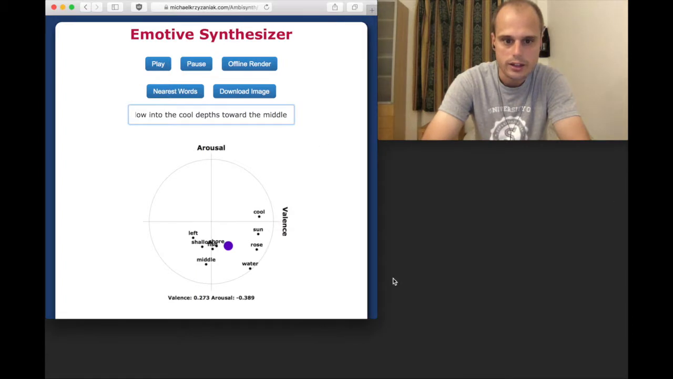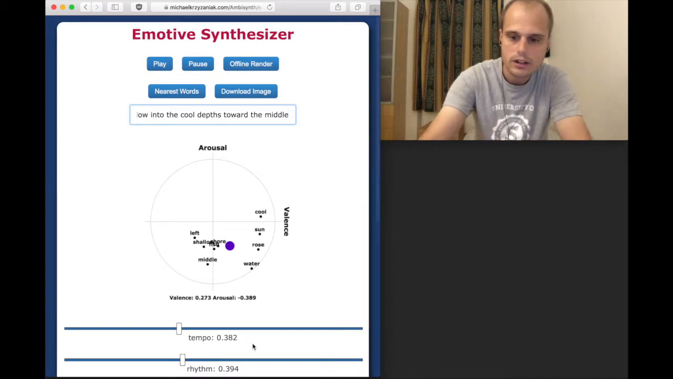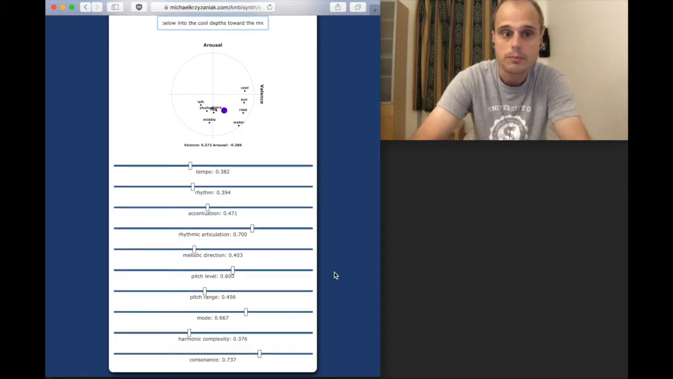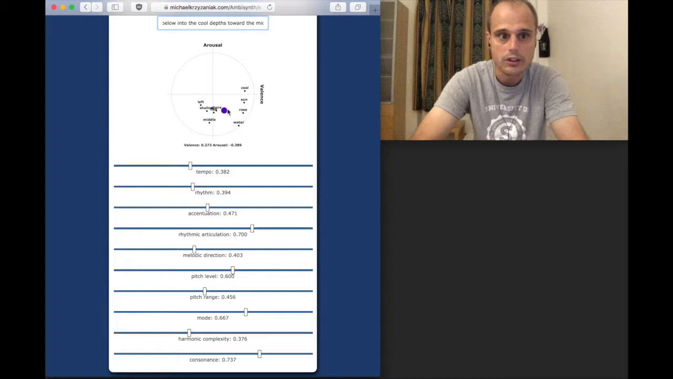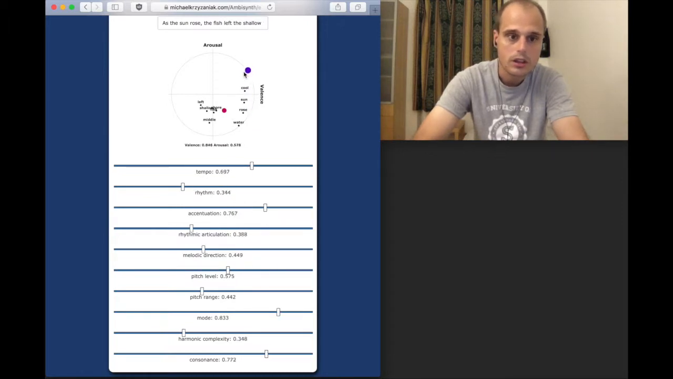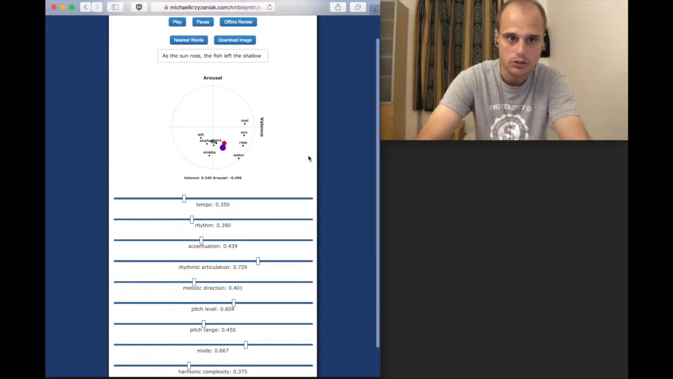And so what I've done in my web page, which you haven't seen thus far, is I've made a slider for each of the musical features in the paper. And I've linked these sliders to the valence and arousal plot. So as I move this purple dot around, all the sliders automatically move to the correct location for the selected valence and arousal. Okay. So now I'd like to play some of this music for you that I've come up with and try to show you what these different sliders actually do to the music.